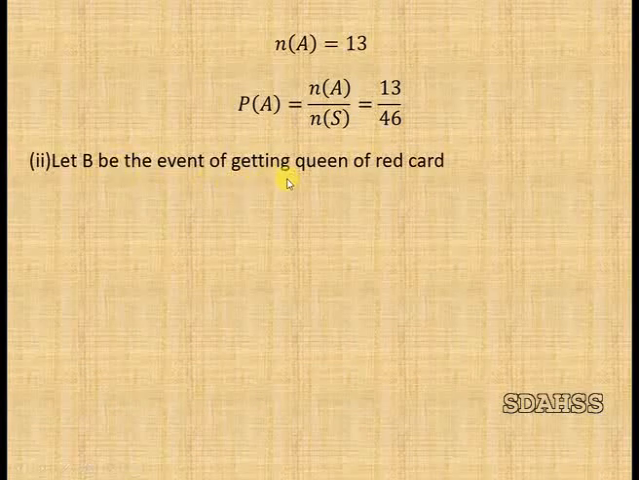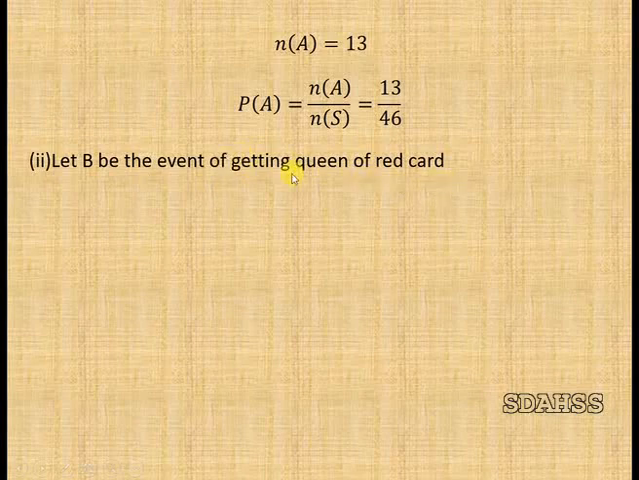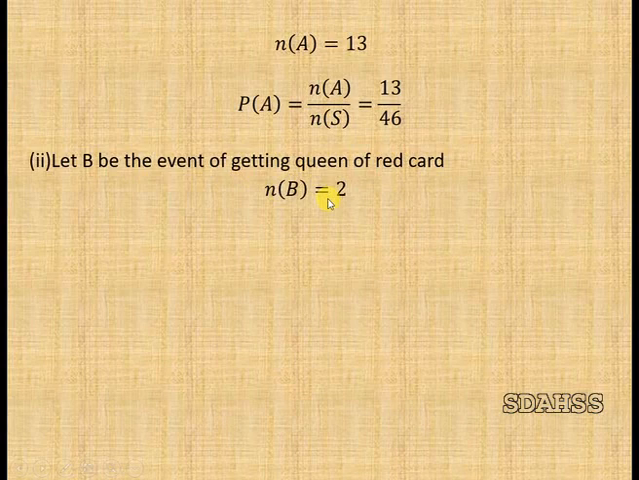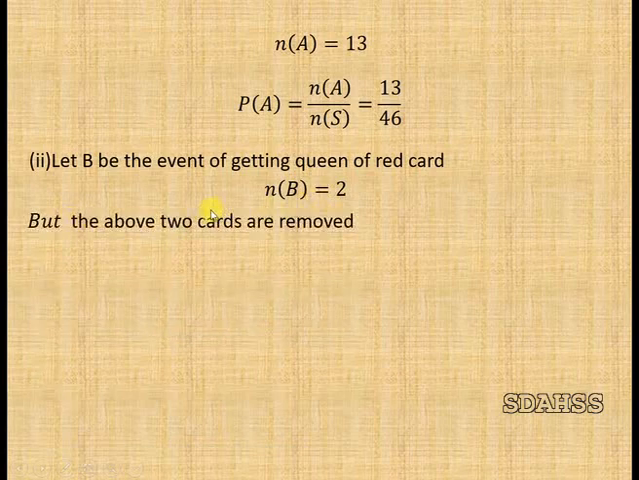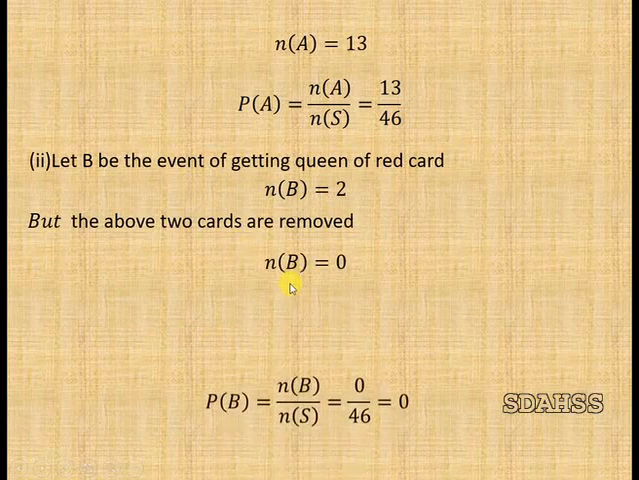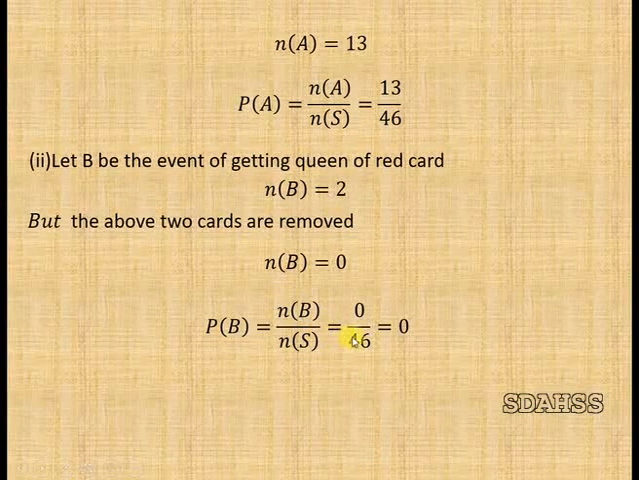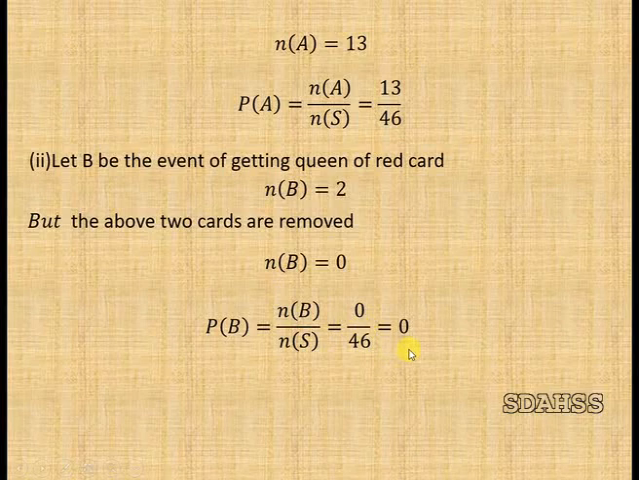Subdivision 2: let B be the event of getting a queen of a red card. So n of B is equal to 2, since the queens of red cards are 2. But these two cards are removed, so n of B is equal to 0. Then P of B is equal to n of B by n of S, which is equal to 0 by 46, which means 0.